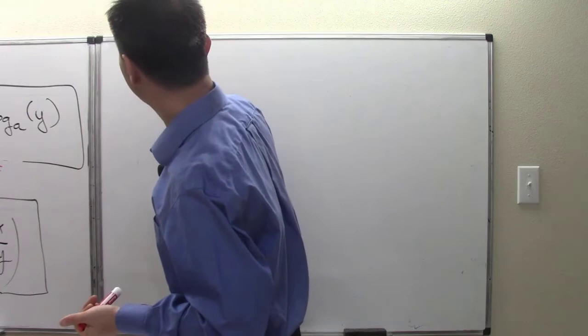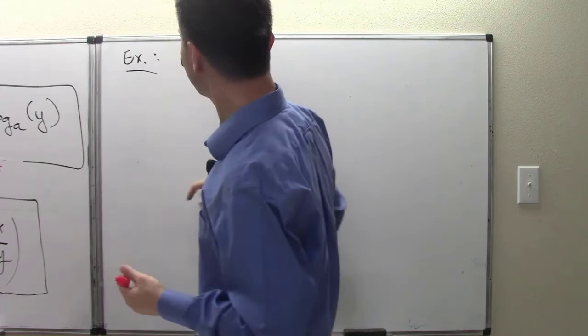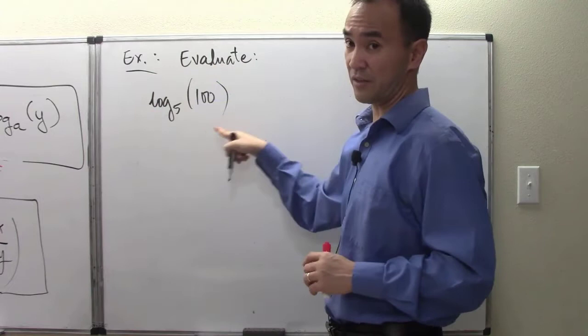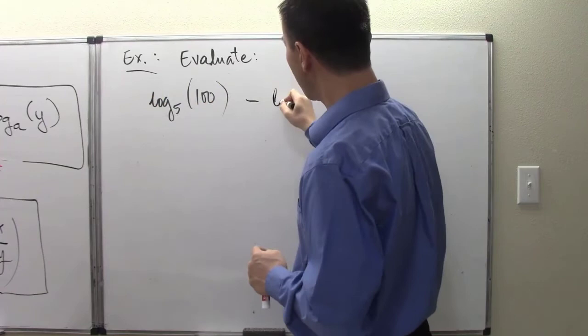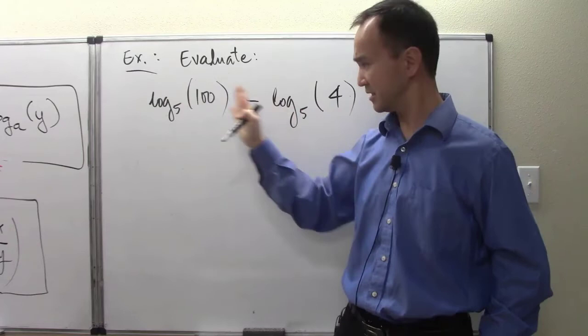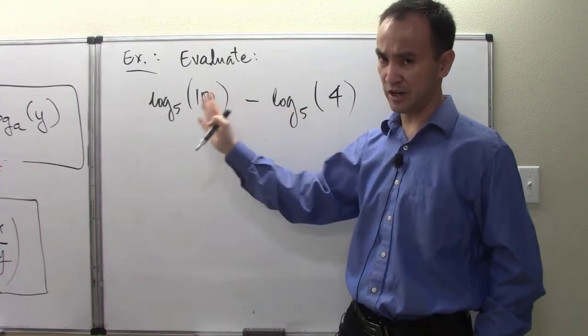Okay, so example. And let's evaluate again. We can see another one similar to the earlier evaluation problems. So how about log base 5 of 100? Whatever the result of this, log base 5 of 100, I want to subtract log base 5 again of 4. And whatever the outcome of each of these, if we use a calculator for any one of them, it's going to turn into ugly looking decimals.